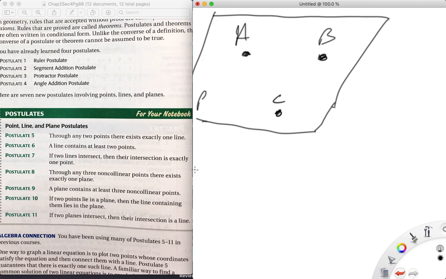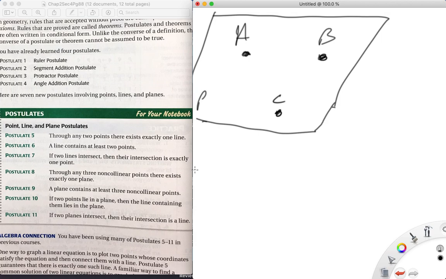Postulate 9. A plane contains at least 3 non-collinear points. Now, a plane is comprised of infinitely many lines, which is comprised of infinitely many points. But in order to say that I have a plane, I need at least 3. At least 3 non-collinear points.